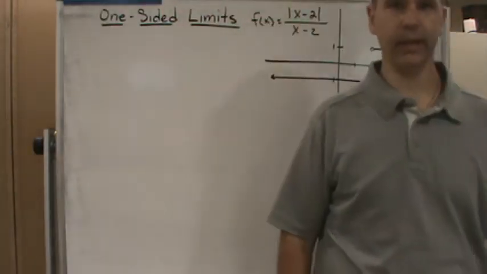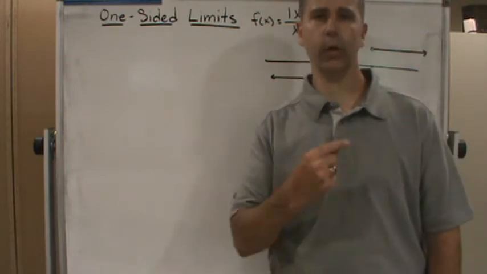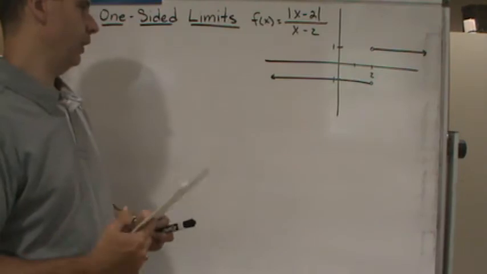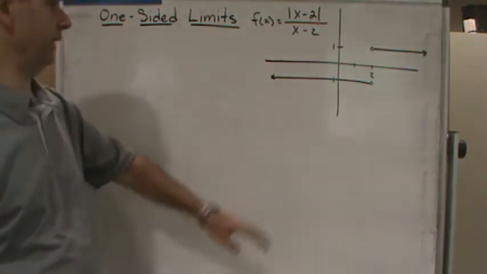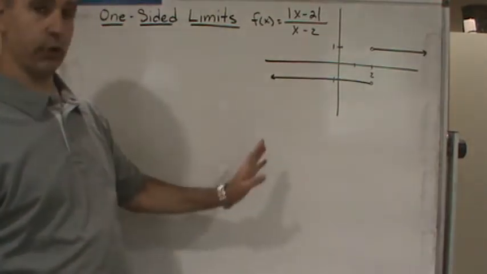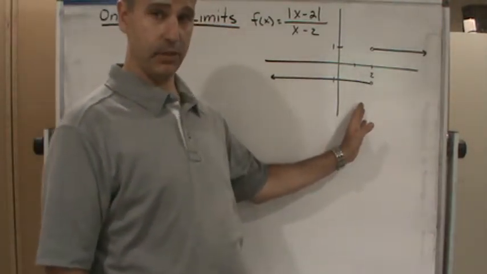Okay, so welcome back, and now what we're going to do is talk about one-sided limits. So we're going to go back to one of the examples we did a while ago, which was this function here, and here's the graph. Now notice that if we look at the graph, we see that the limit does not exist.